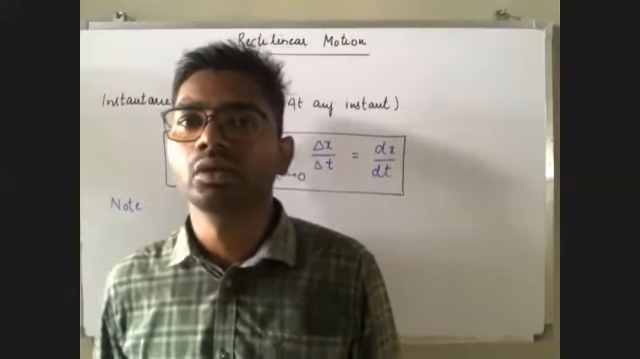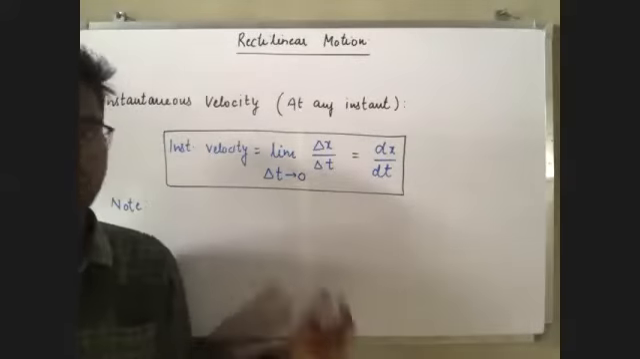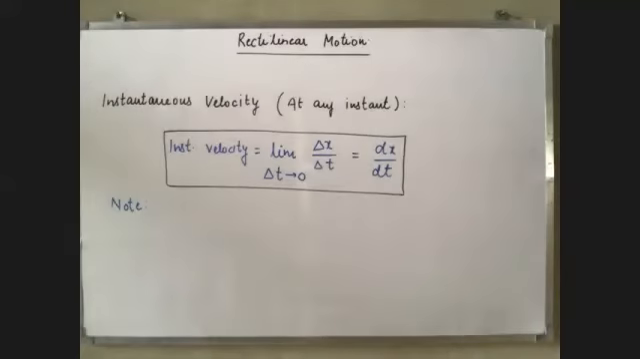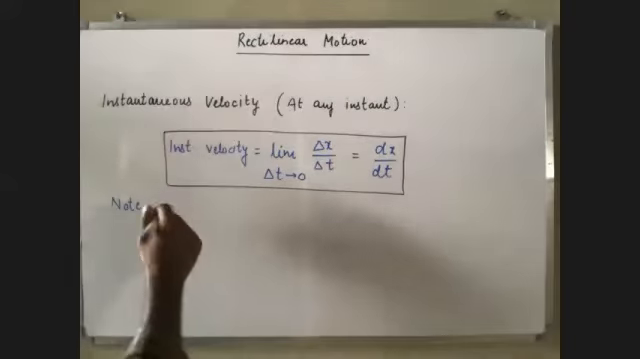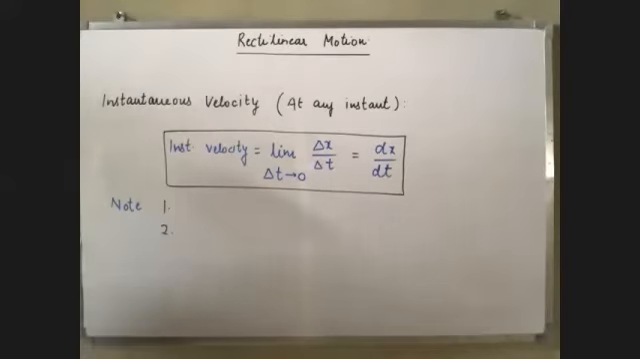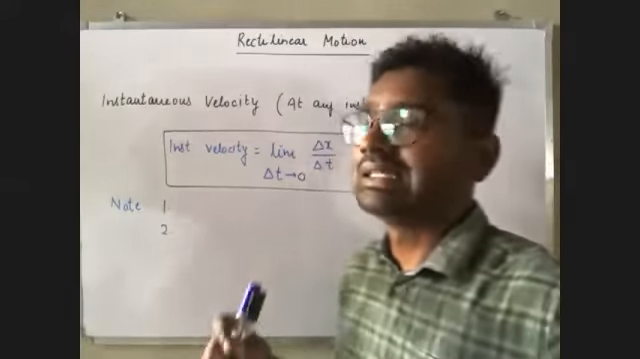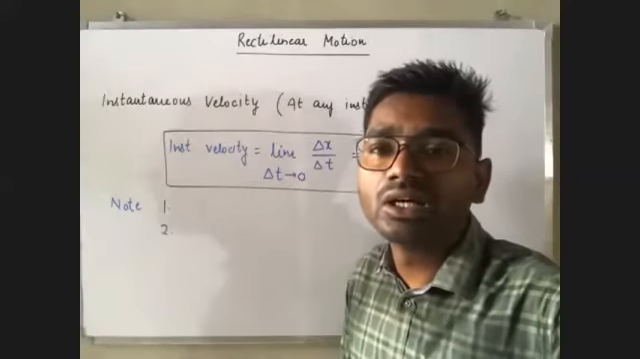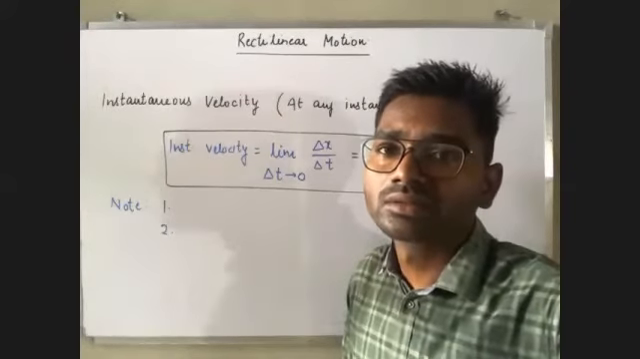Is it clear? What is the instantaneous velocity? How have we defined it? Okay. Write down one more note. Guys, write down one more note, the second one. Instantaneous velocity is always tangential to the path.